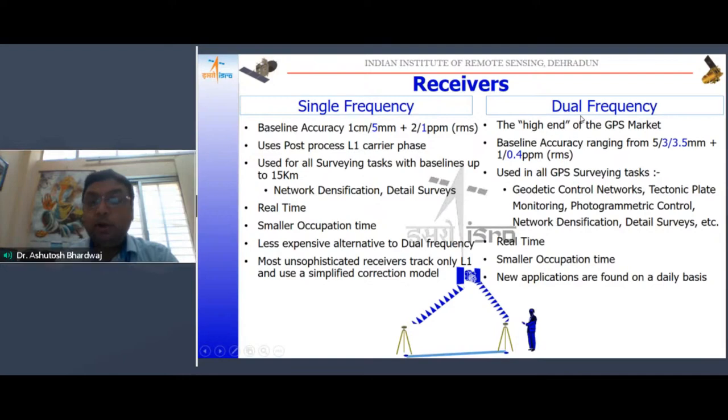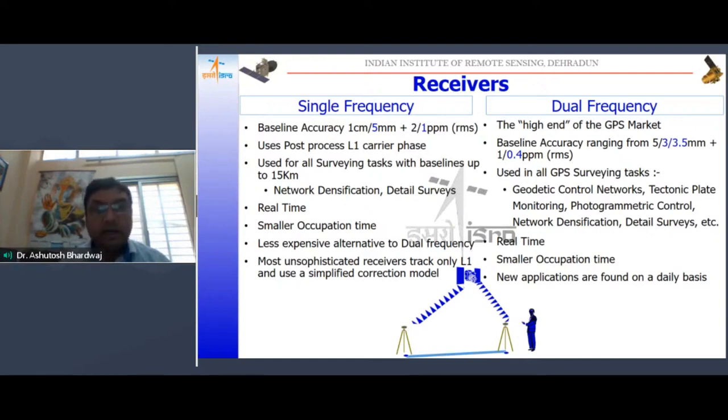Similarly, the dual frequency receivers, which can receive L1 and L2 signals both, can provide us an accuracy of the order of 5 millimeter plus 1 ppm. Okay. So 1 centimeter plus 2 ppm is the accuracy of single frequency receivers, and dual frequency receivers have 5 millimeter plus 1 ppm. So that was the accuracy which we have been receiving for the last around 2 decades, we can say, when we use the DGPS.